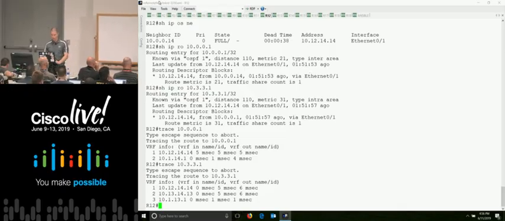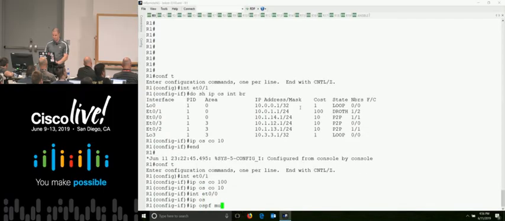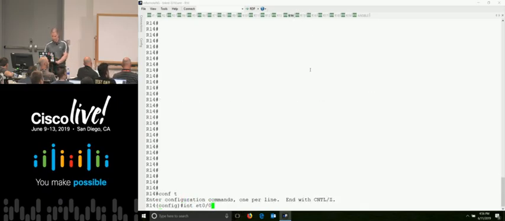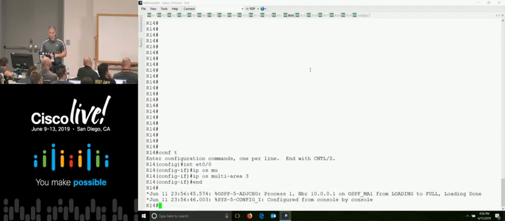So in order to fix that problem, the command that we use is, let's see, what interface is it? I can just look at my diagram. ip ospf multi-area and then the number. It's really easy. So I can turn it on here and I can turn it on up here. We're going to see a new neighbor form.